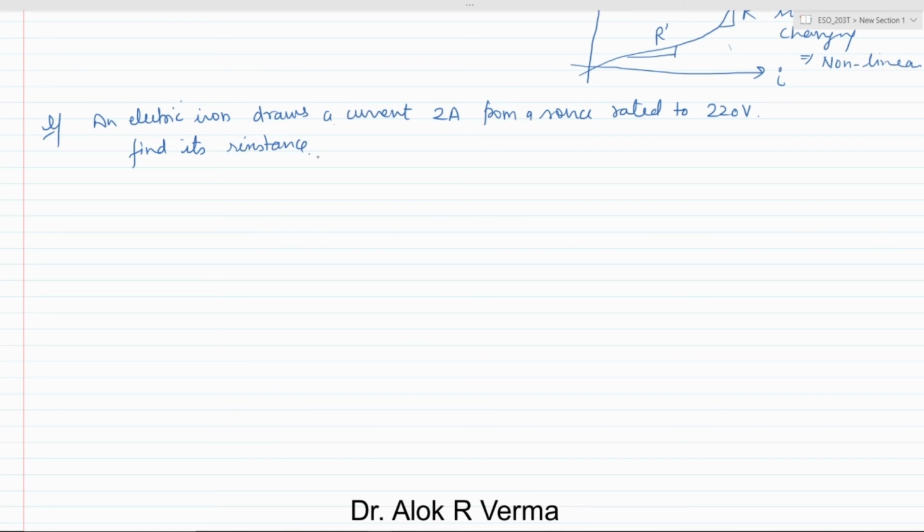There is a trick in this question. We can directly find V is equal to IR, so R is nothing but V by I. 220 divided by 2 is 110 ohms. So this is the answer.